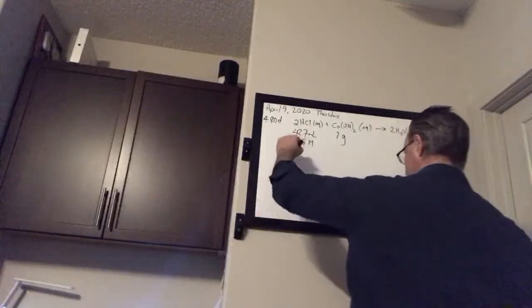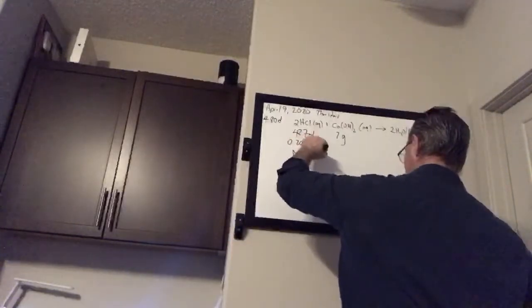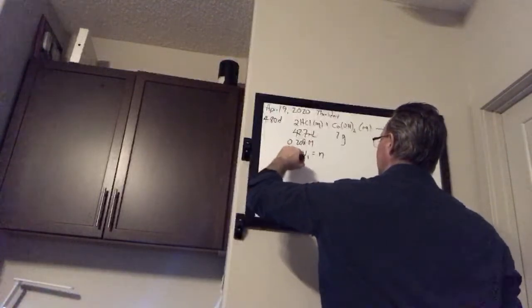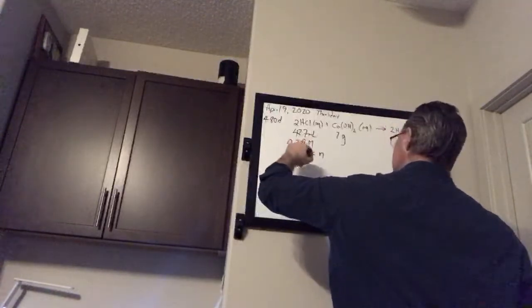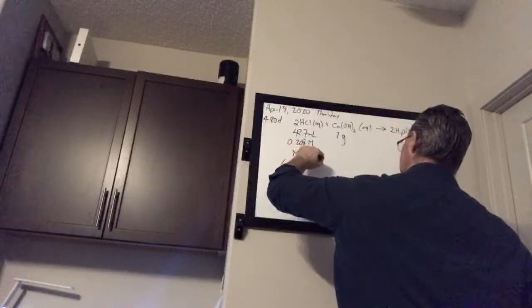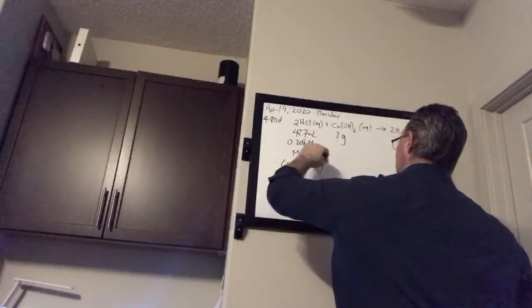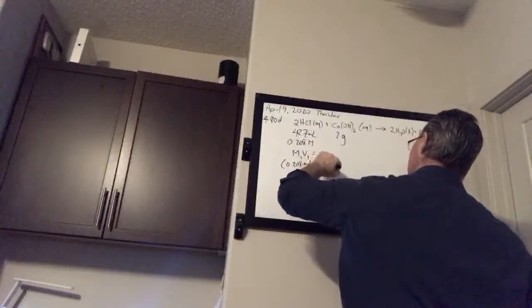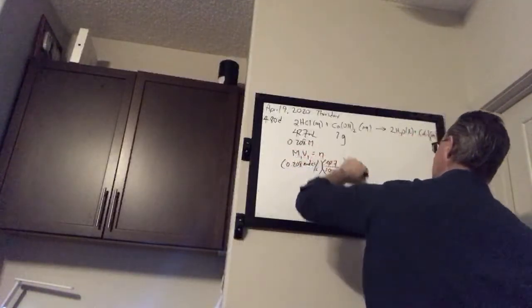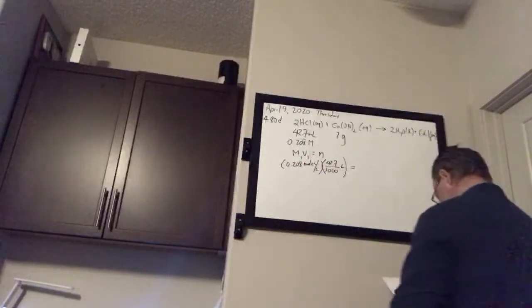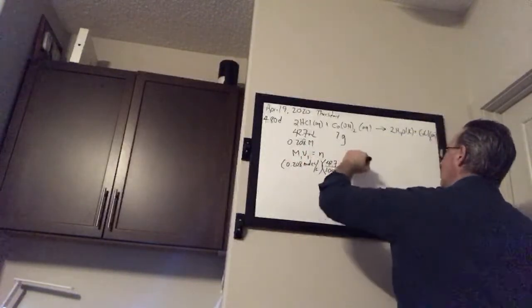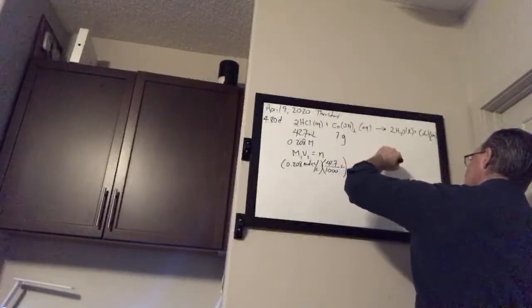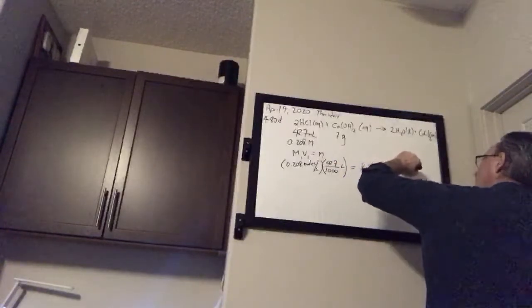So it's an M1V1 equals n type of problem. So 0.208 moles per liter times 42.7 thousandths of a liter is equal to 8.8816 times 10 to the minus 3 moles.